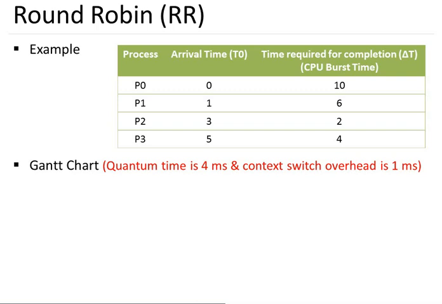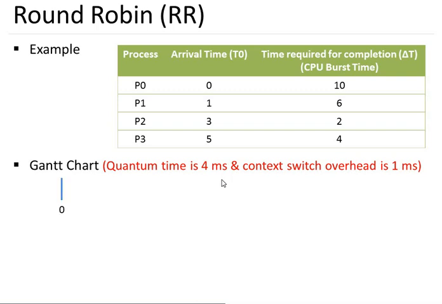And what is your time quantum? Your time quantum is 4 milliseconds. So what does it mean? It means that a particular process can run for a maximum of 4 milliseconds.